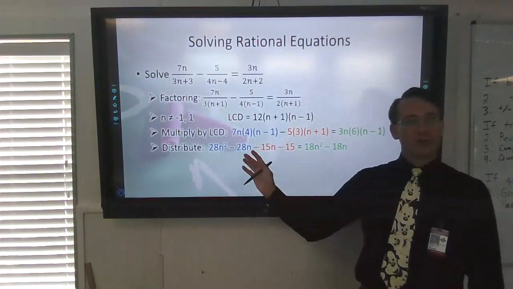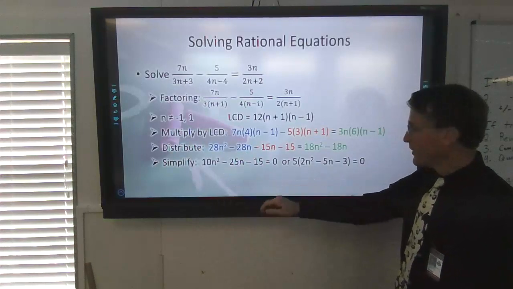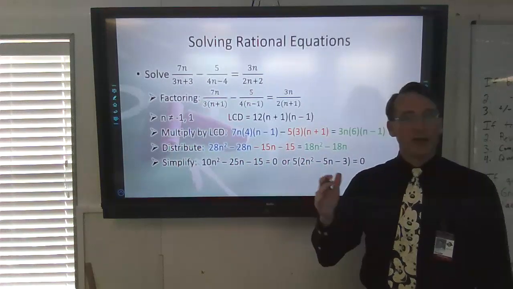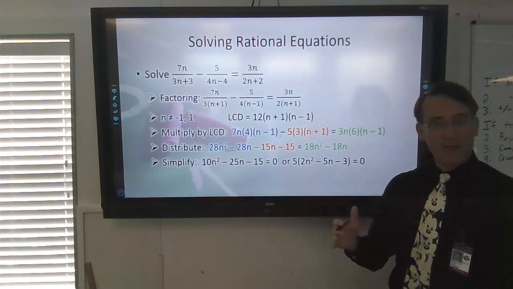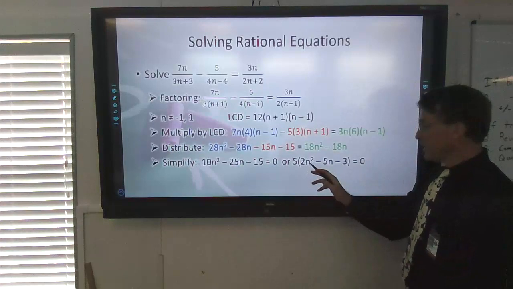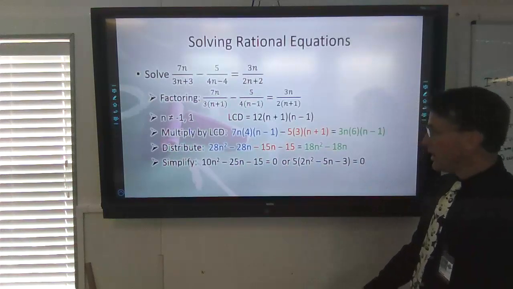Moving all my terms to one side and setting it equal to 0, I get 10n squared minus 25n minus 15 equal to 0. You could also factor out a 5 out of the left-hand side. Makes it a little bit easier to factor later on. So you have 2n squared minus 5n minus 3. That factors into two binomials.